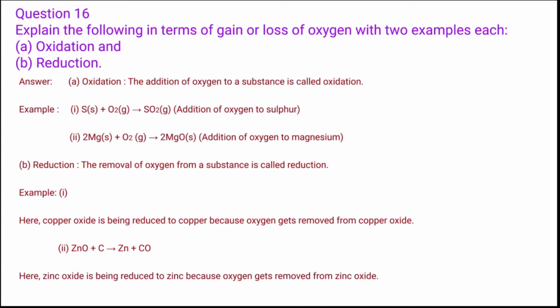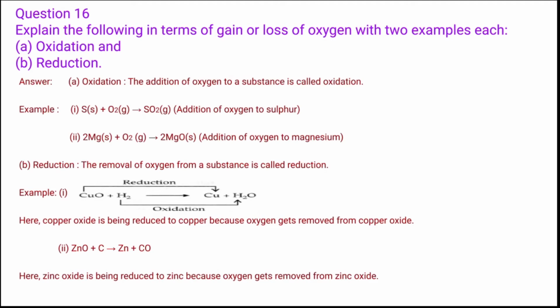Now let's discuss about reduction. Reduction is the removal of oxygen from a substance. For example, in case of CuO plus H2 gives Cu plus H2O are produced. Here copper oxide is being reduced to copper because oxygen gets removed from copper oxide. In second example, ZnO plus C gives Zn plus CO. Here zinc oxide is being reduced to zinc because oxygen gets removed from zinc oxide.